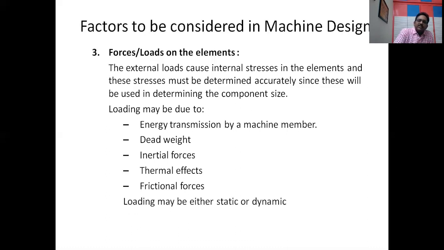And the loads may be either static or dynamic. Some of the loads are static. Static means the magnitude and the direction of that load will not change. So it will be like that only. That means it is static. But if we change the direction or change the magnitude, then the load will become dynamic. So these loads may be either static or dynamic. Based on that, we have to identify what the loads are, whether static or dynamic, acting on that particular machine element before we design.